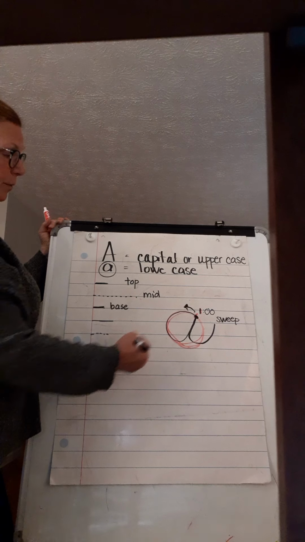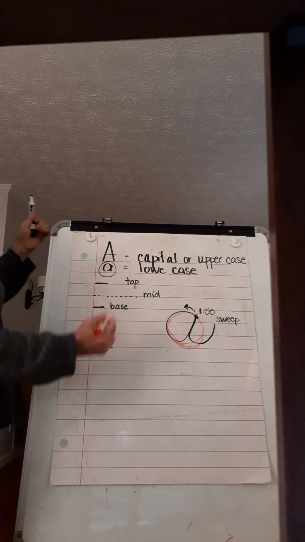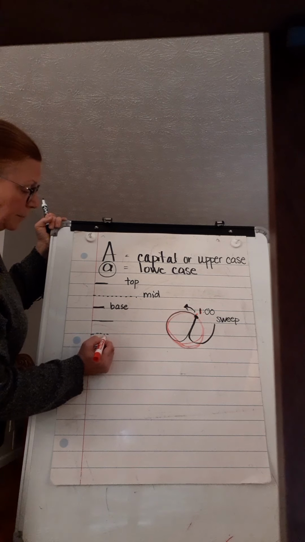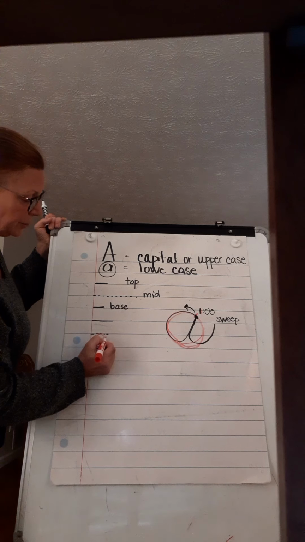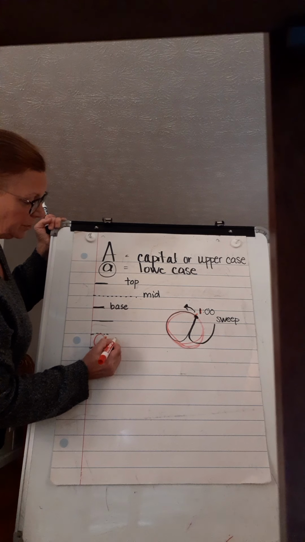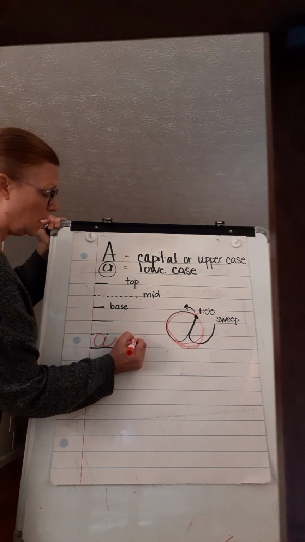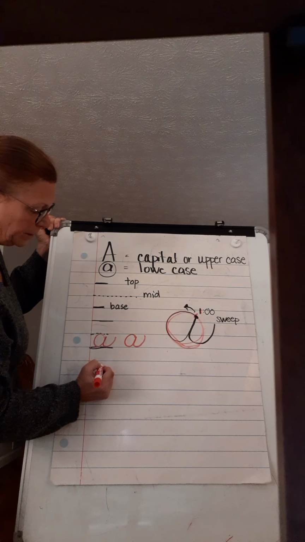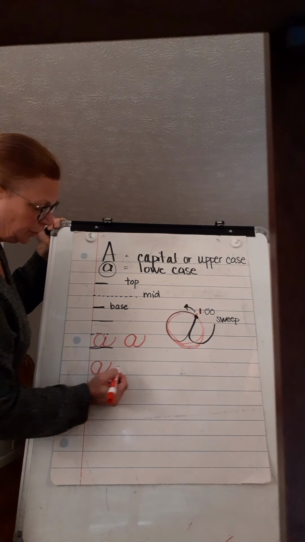So if I'm going to start with this in the right size, I would start here, switch to my red, I would start about here, and I would come up and touch the midline, touch the baseline, come back to the starting dot, retrace, and then sweep. So I'm going to do that a few times. 1 o'clock, around, baseline, touch, retrace, sweep. 1 o'clock, baseline, retrace, sweep.